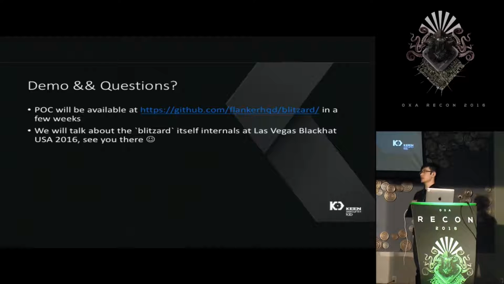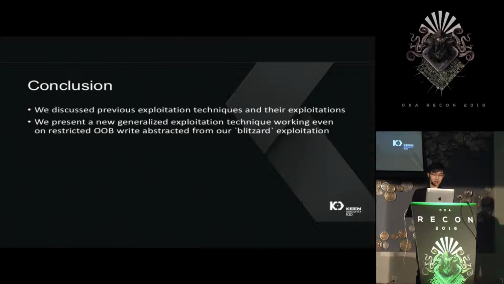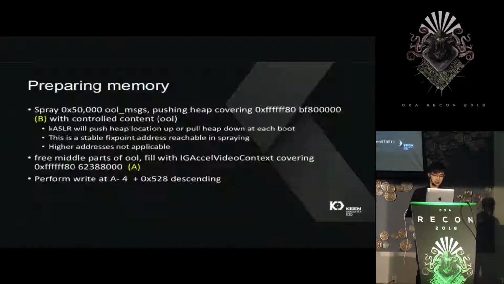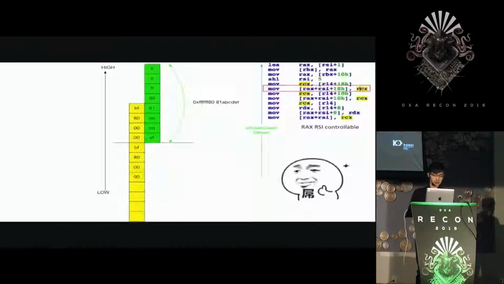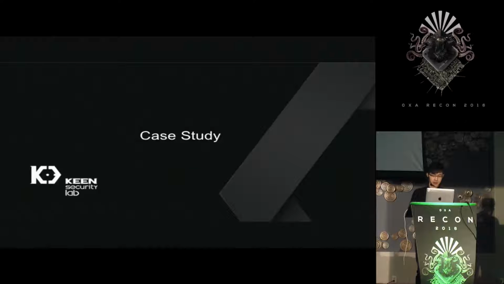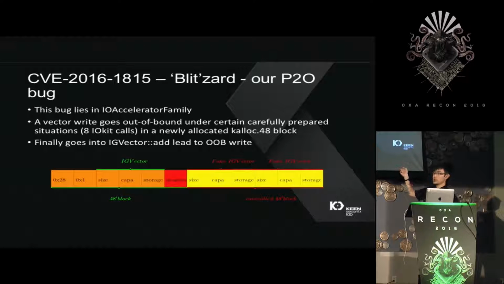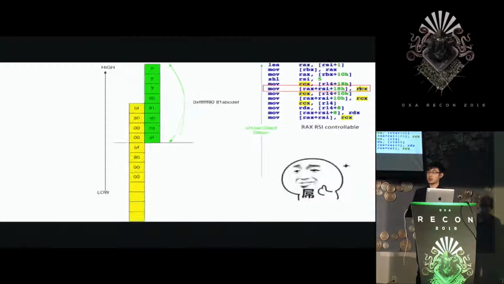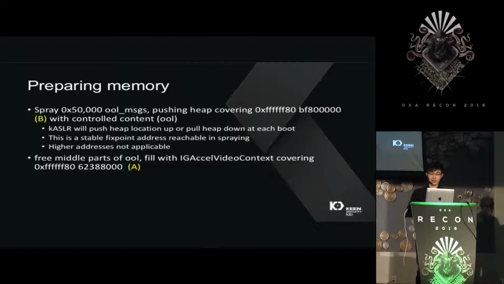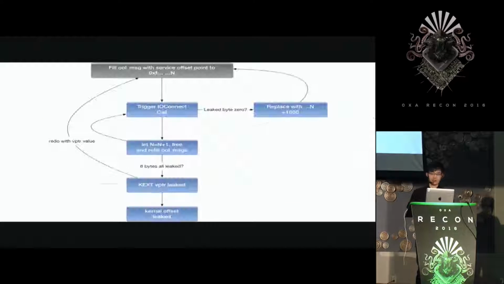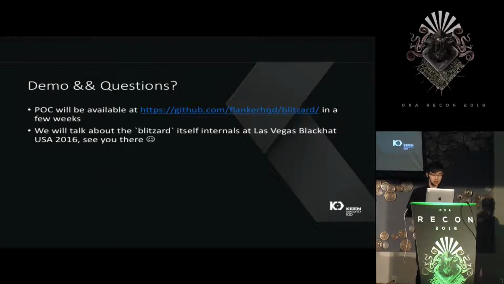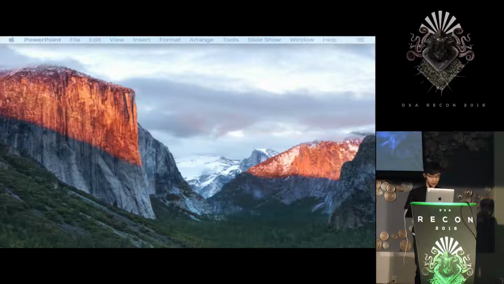To achieve a stable memory layout here actually takes some work, because the KLOC 48 zone is frequently used in the kernel, and it is somewhat hard to achieve a stable kernel layout. We will introduce our other techniques used in this vulnerability in the Blizzard talk. So let's do a demo here.